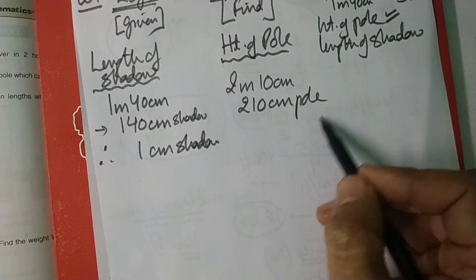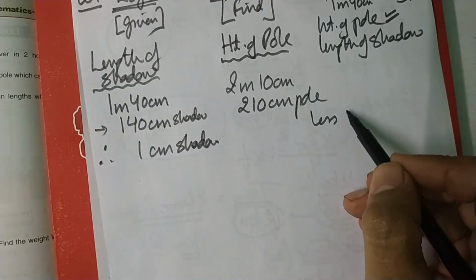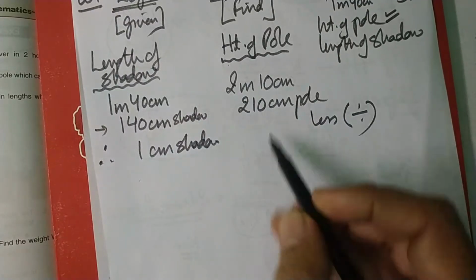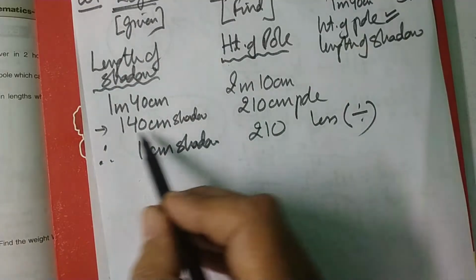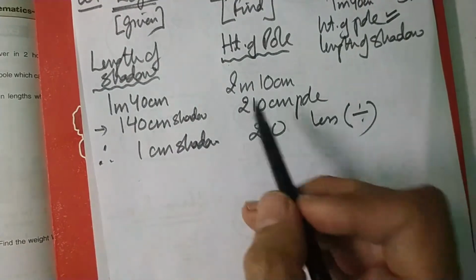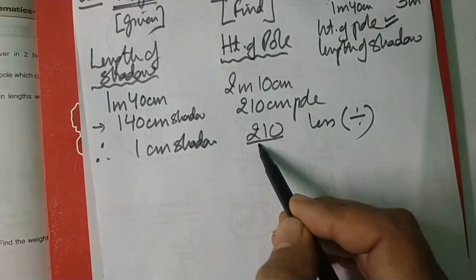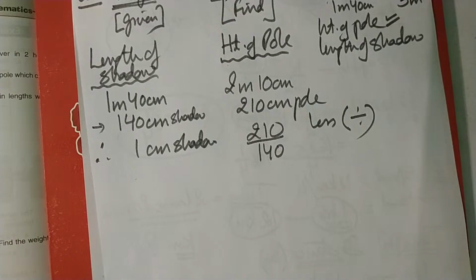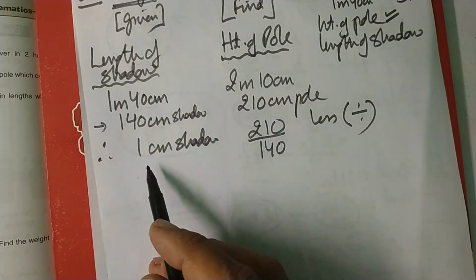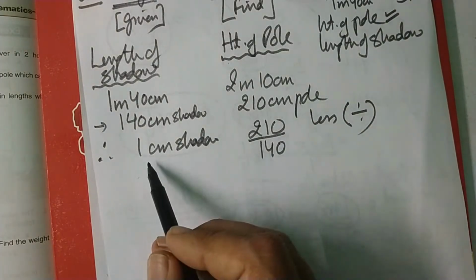Small means now the answer of this side should be less, and less means divide. Therefore right side number will be divided by left side number. So always right side number will be divided by left side, so it will become 140. So a 1 centimeter shadow is produced by a shorter pole.